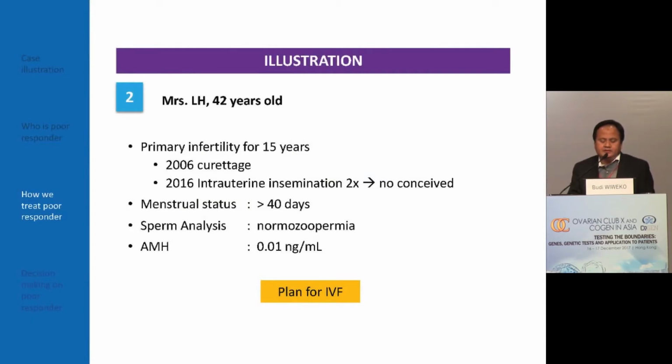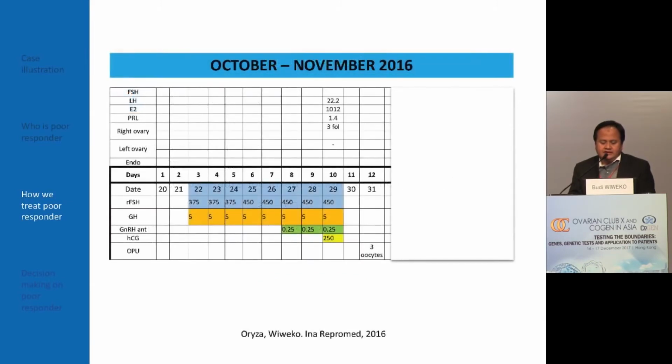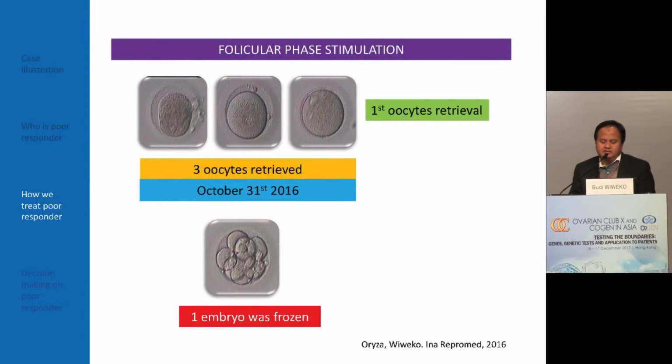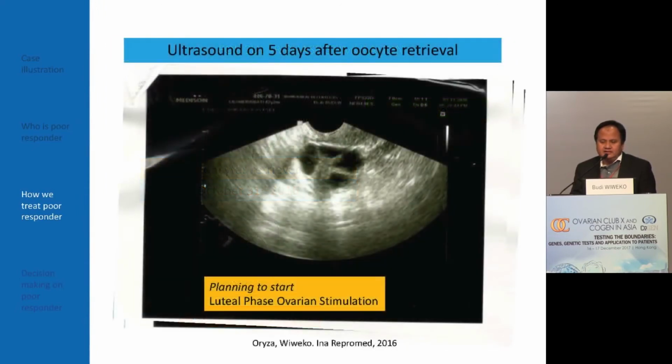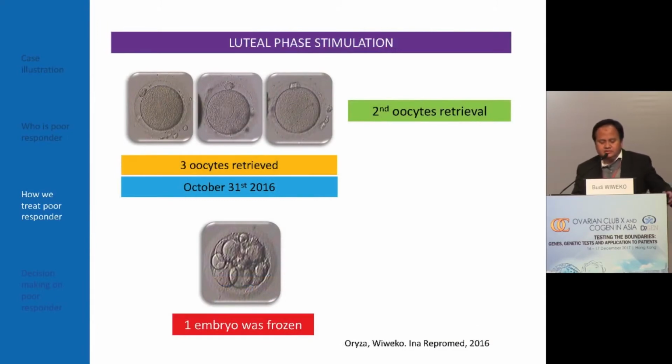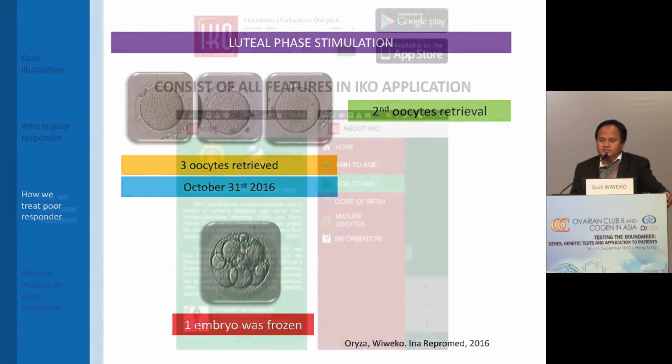This is, I think, Poseidon group 4. A lady 42 years old with a very low AMH level, who wants to go for IVF. We started with high-dose gonadotropin in the first cycle, and succeeded in retrieving 3 oocytes, and 1 embryo was frozen. According to the Shanghai criteria, 5 days after oocyte retrieval, we planned to start luteal phase ovarian stimulation, and on the second oocyte retrieval we succeeded in retrieving oocytes, and 1 embryo was frozen. So we have 2 embryos frozen.